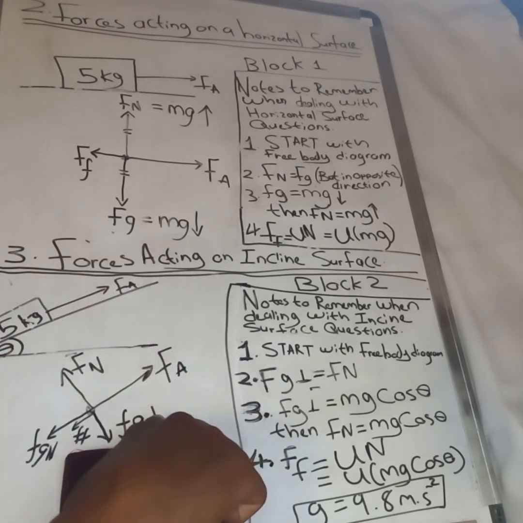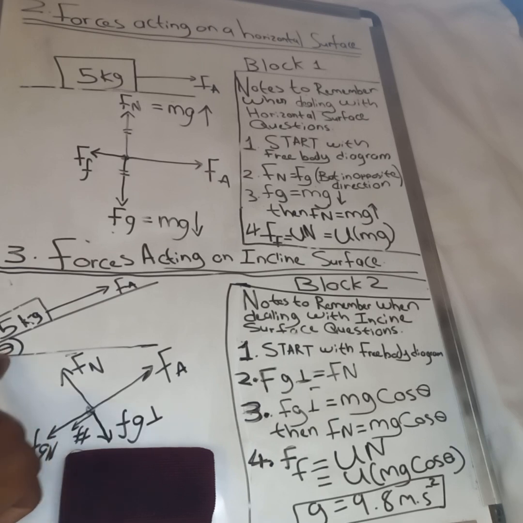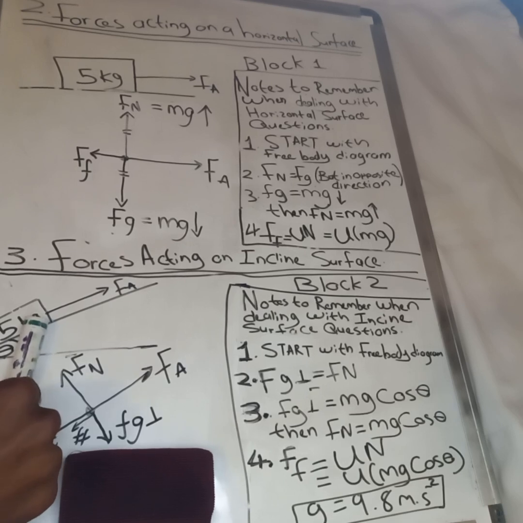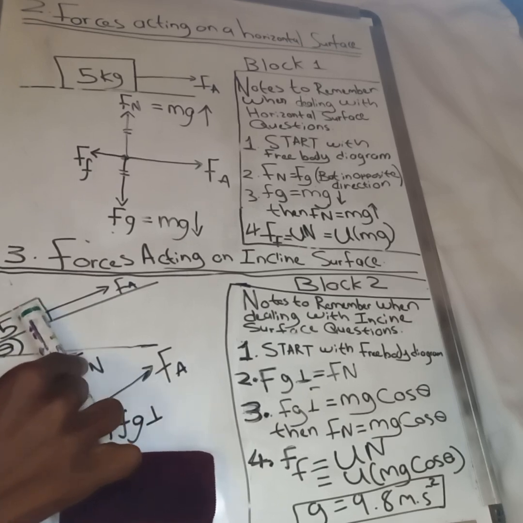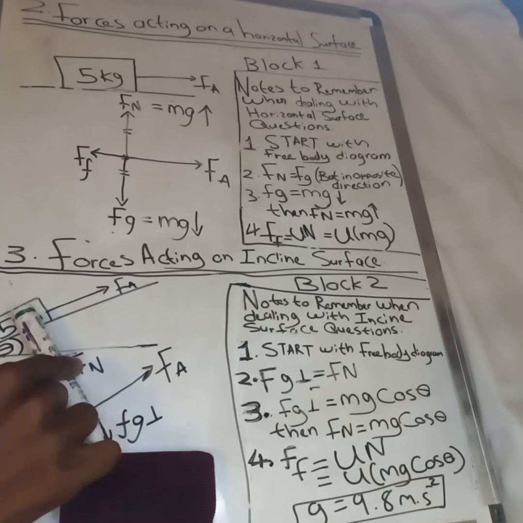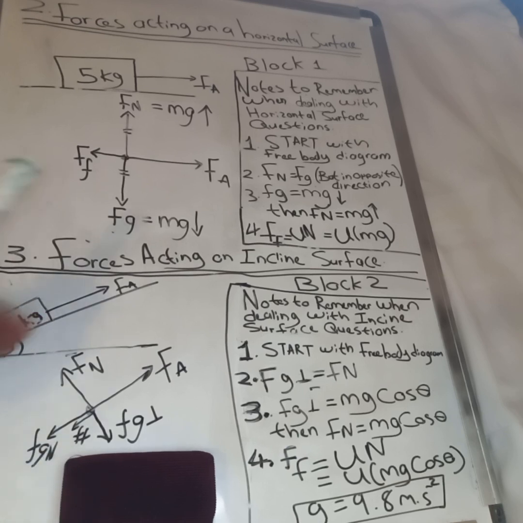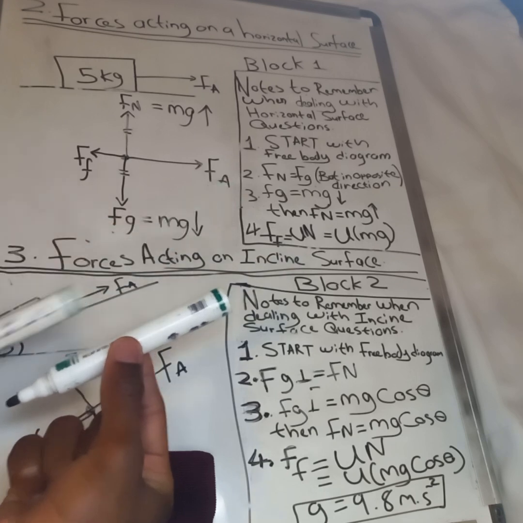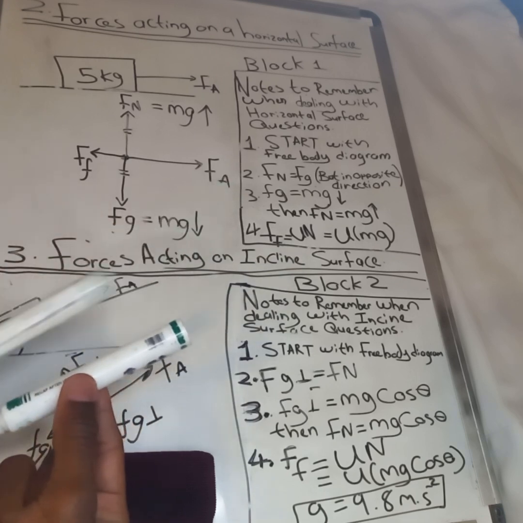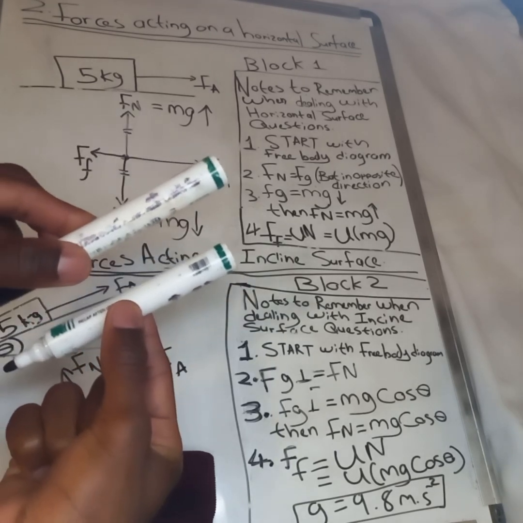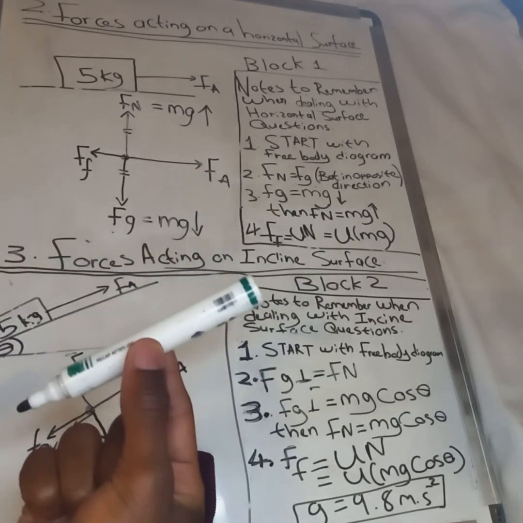So instead of drawing Fg here, we are going to draw Fg perpendicular and Fg parallel. Why? Because we have an inclined surface. Fg is the force that is acting downwards, but Fg perpendicular is Fg in a perpendicular direction. And Fg parallel is acting downwards but parallel to the surface. So if this is our surface, Fg parallel has to act downwards but parallel to the surface.